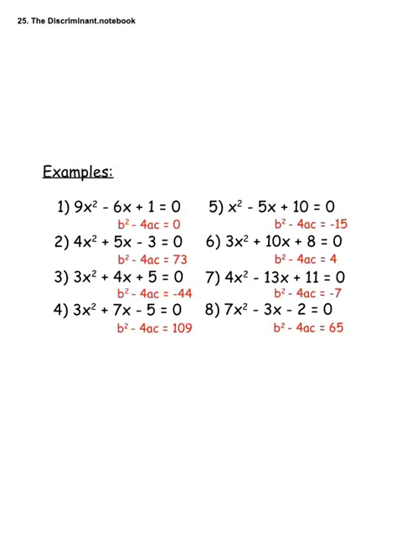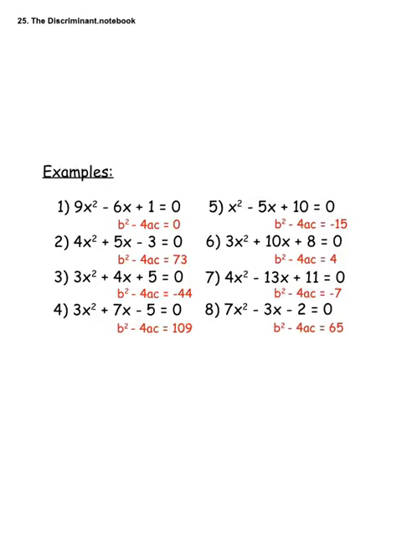Okay, so your answers are as follows. For number 1, the discriminant is equal to 0, so there are 2 real and equal roots. Number 2, the discriminant is 73, so there are 2 real and distinct roots. Number 3, the discriminant is negative 44, so we've got no real roots there. Number 4, the discriminant is 109, so we've got 2 real and distinct roots.